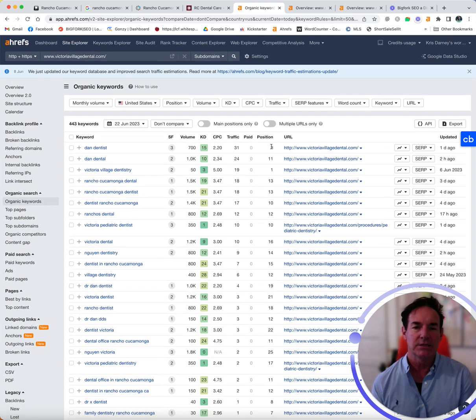So the rest of these are all Google rankings. So right now you're ranking on the second page of Google. Anything greater than 10, you're going to be on the second page or the third page or the fourth page. Rancho Cucamonga Dental, you're ranking number 13, so that means you're on the second page.